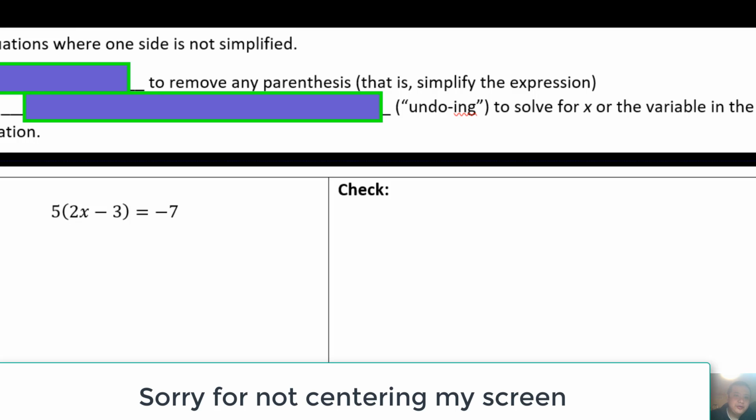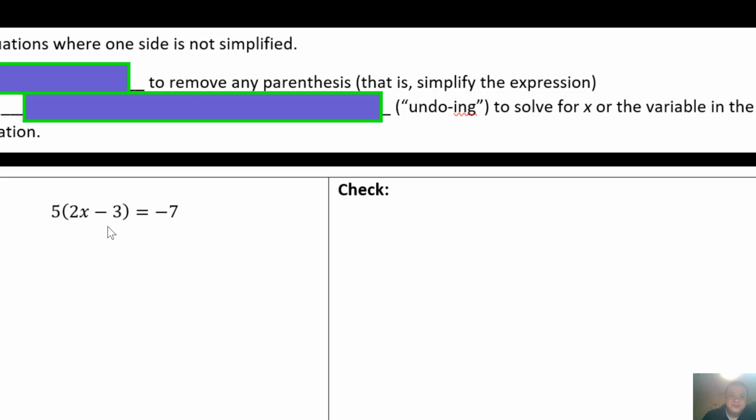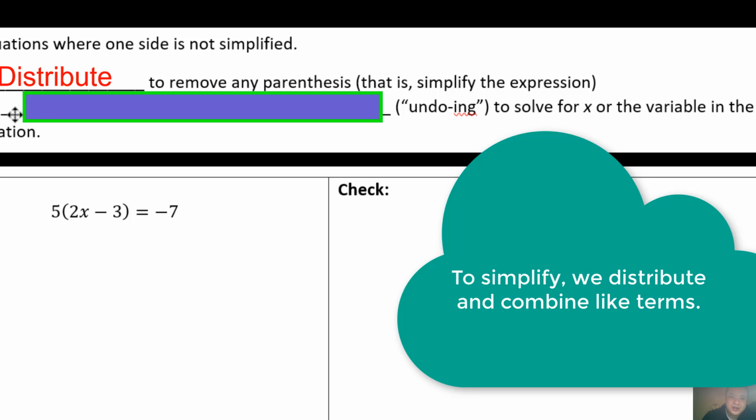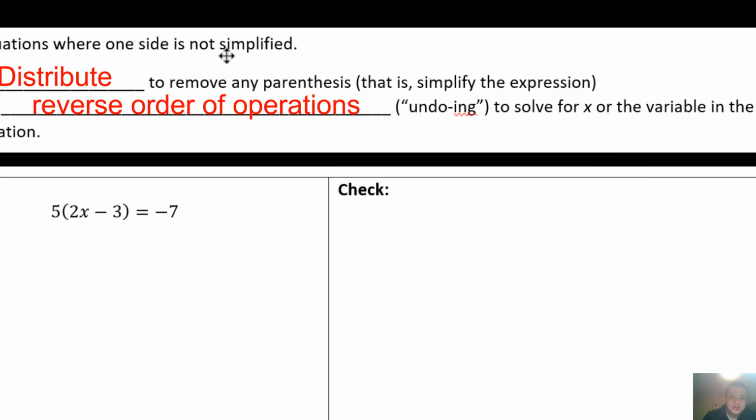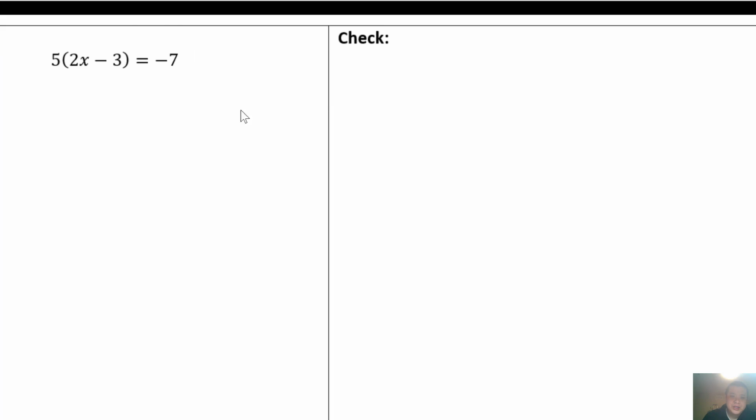To solve equations where one side is not simplified, so if you look at this problem, 5 parentheses 2x minus 3, we know is not simplified, okay? We must distribute to remove any parentheses and use a reverse order of operations to solve for x, or the variable in the equation. So our first one is right here, and we can say that the left-hand side is not simplified. So what we need to do is simplify it by distributing this 5 into both terms here.